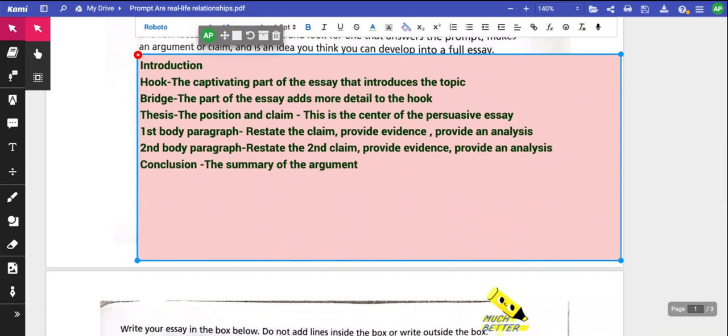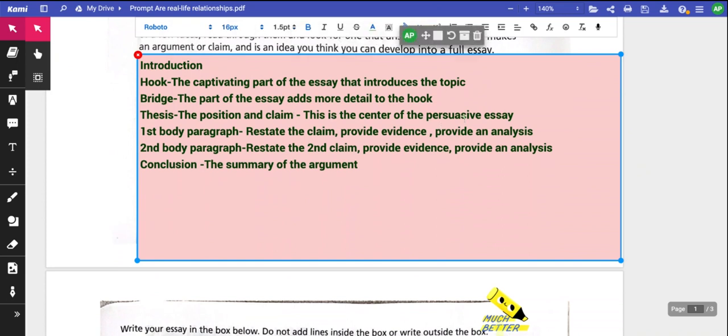Now, not to beat the horse over the head, but let's revisit what an introduction is. The introduction contains a hook, bridge, and a thesis. The hook is going to be the part of your essay that is more captivating, alluring, interesting, important. The bridge is the part of your essay that adds more details to your hook. So basically, you can stay on topic in your bridge with the hook. You're just giving a little more detail. You may be adding a counter argument. Your thesis statement is your position and your claims.